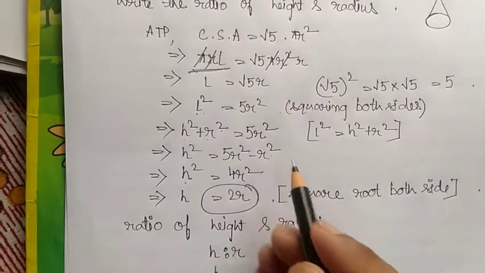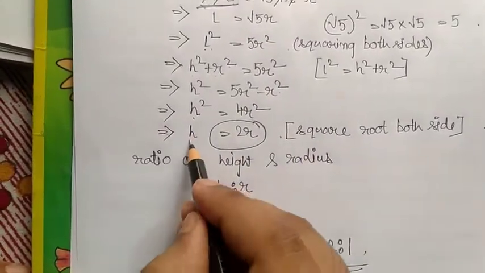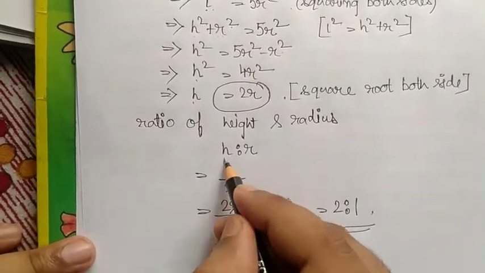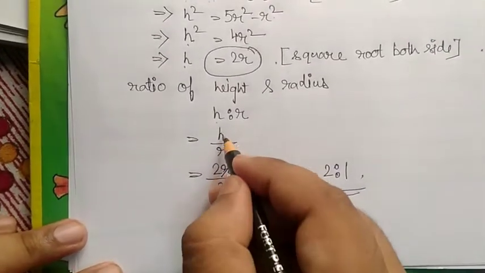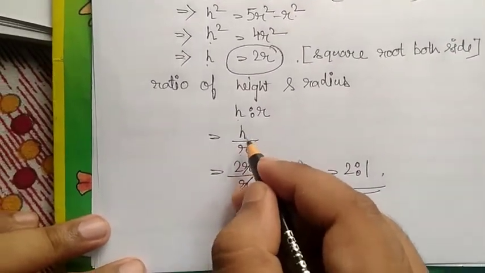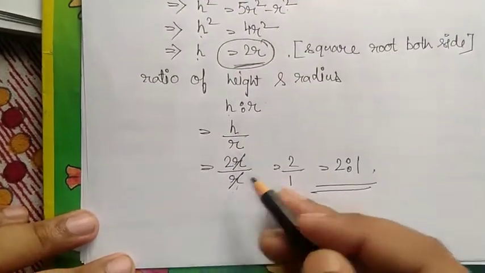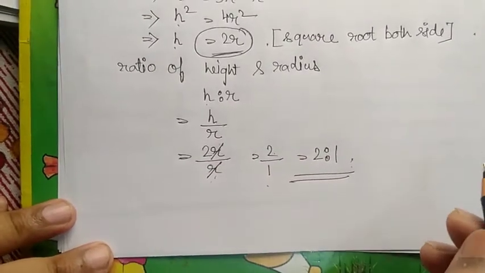So 5r square minus r square is 4r square. After that we have to square root both sides. So h equal to 2r, and after that ratio of height and radius is h is to r, h by r, 2r by r, where we have to put h equal to 2r here. So we have to eliminate both r. Therefore we got 2 by 1. So the ratio is 2:1.